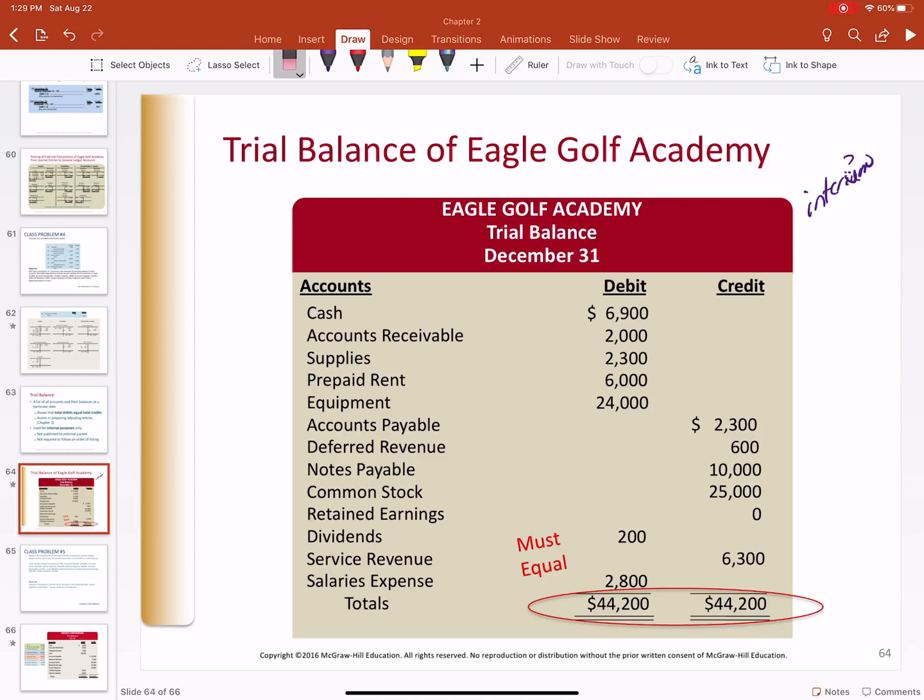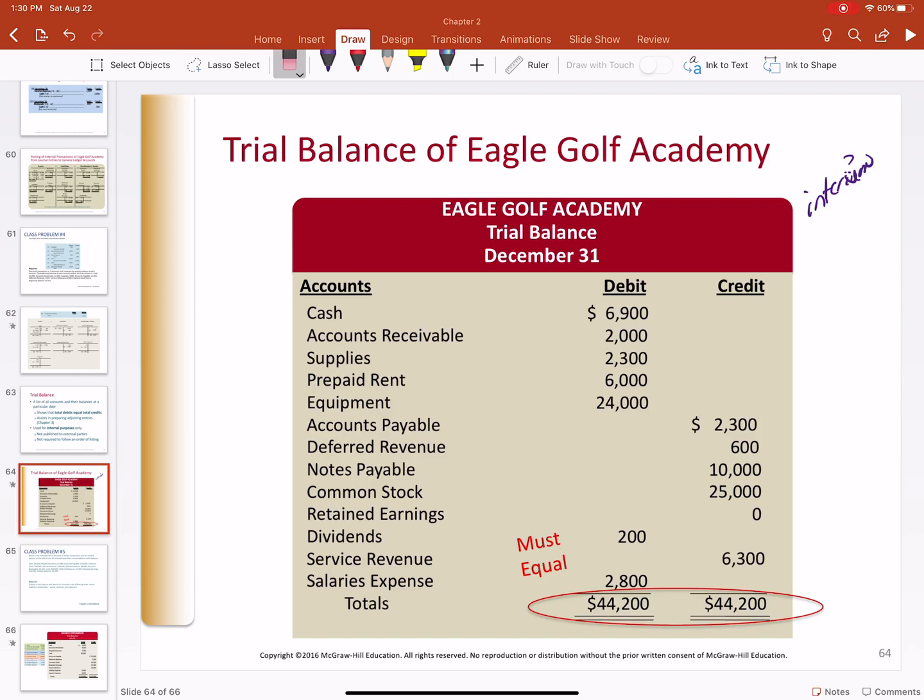It's an interim step because we're going to do one more thing in Chapter 3 before we finalize those financial statements. But this is an interim step to say, let me list every account I have, whether it's balance sheet or income statement. I'm going to say that again. I'm going to list every account I have, whether it's balance sheet or income statement.